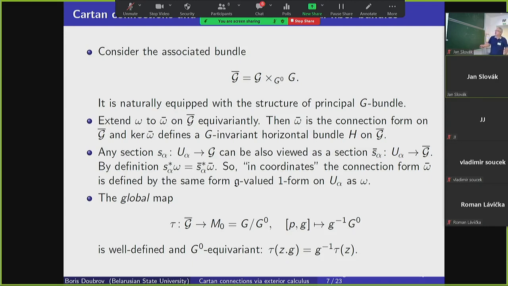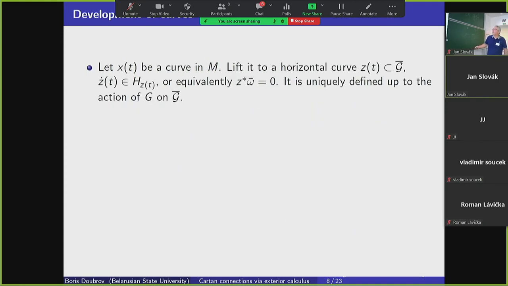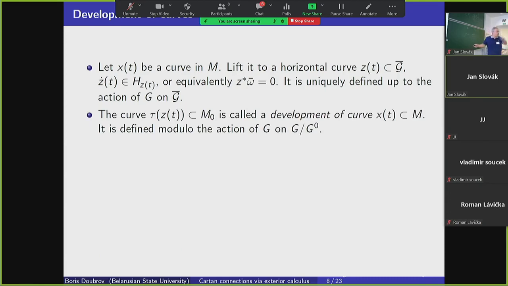So what would this mean? That it's actually G equivariant, not just G0, sorry. So now we can have an easy definition of development. If you have a curve in M, we lift it horizontally to G bar, and of course it's defined uniquely only up to the action of G, because G is the group of our bundle. Now we project the curved G bar to M0, and this is called the development of the initial curve X of t. So this is exactly the Riemannian definition. It relies heavily on the notion of principal bundles and the correspondence between Cartan connections and connections on principal bundles. So if you like this language, this is how it's defined.